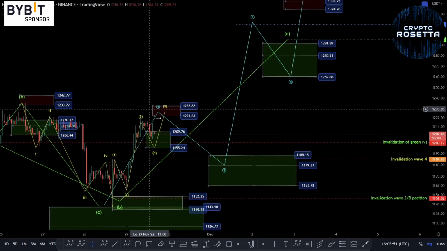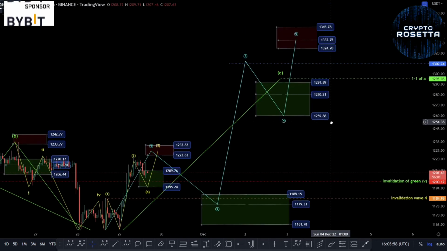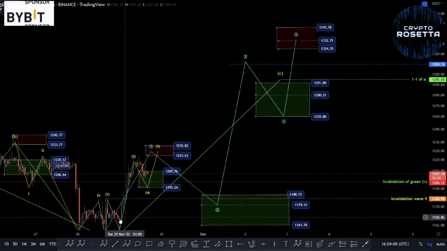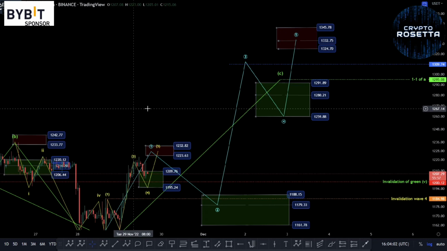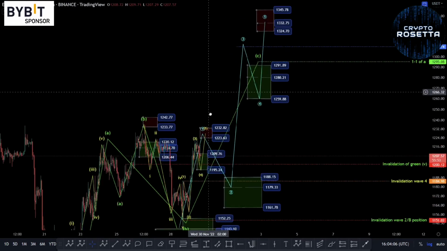If we retrace into this zone and we move up past this 1309 area, that would then mark an impulsive structure, and we'd be looking at this as a 1, 2, 3, 4, and a 5 up into this zone, and that would just be a zigzag to the upside.